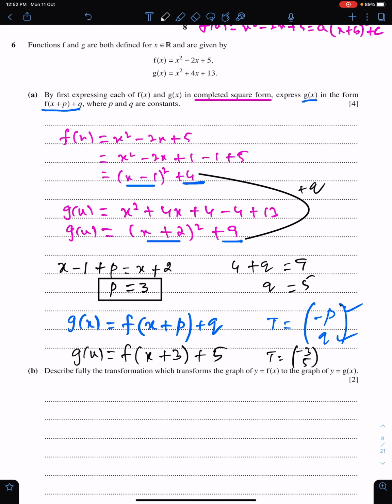Now the last part of this question: describe fully the transformation which transforms the graph of f of x onto g of x. We have already done this in part 1, that this is a translation with vector. You just need to write translation with vector minus 3 and 5. This is the description.